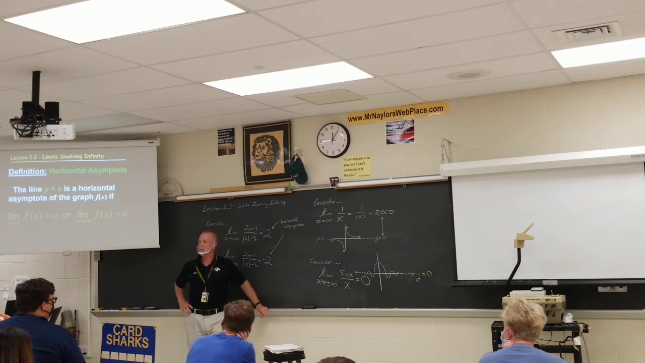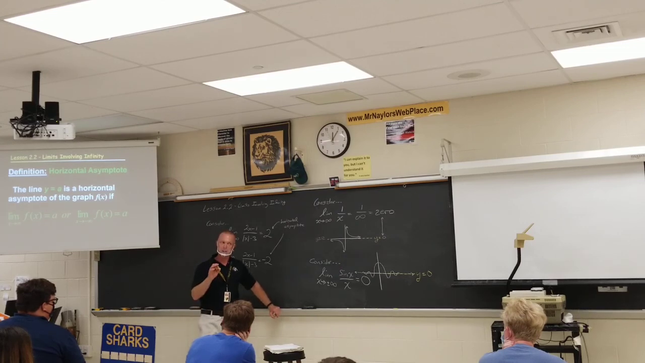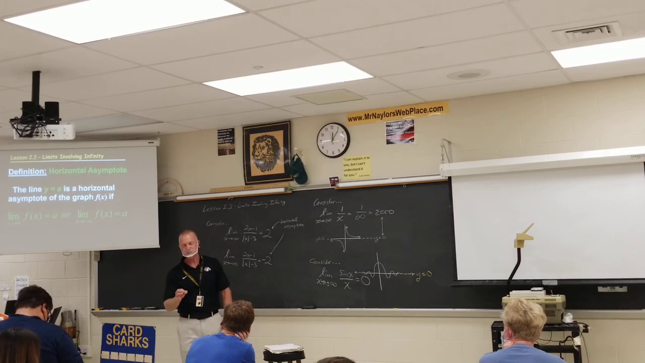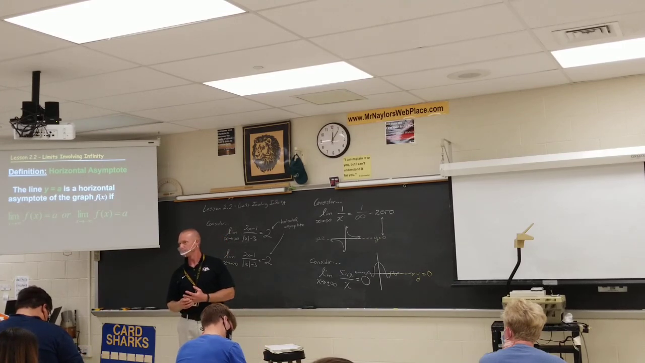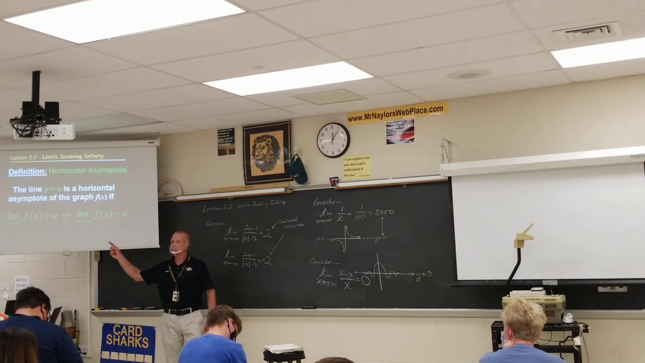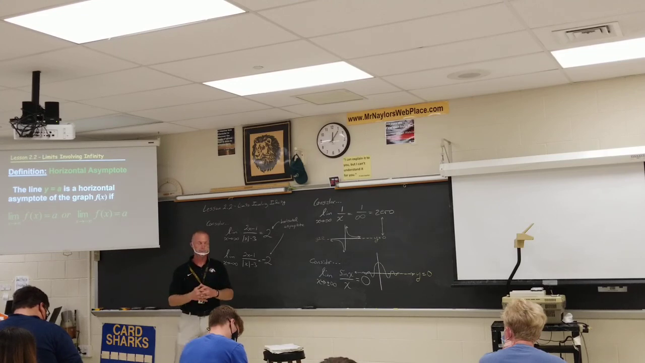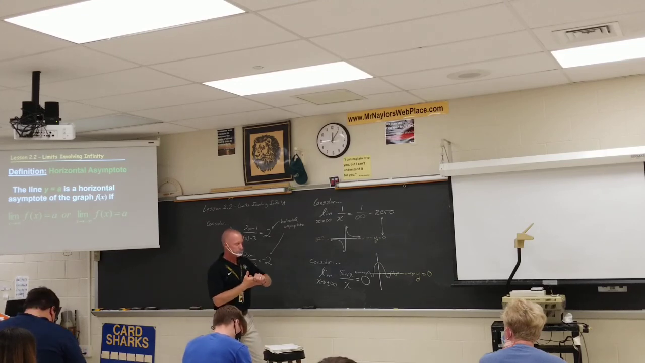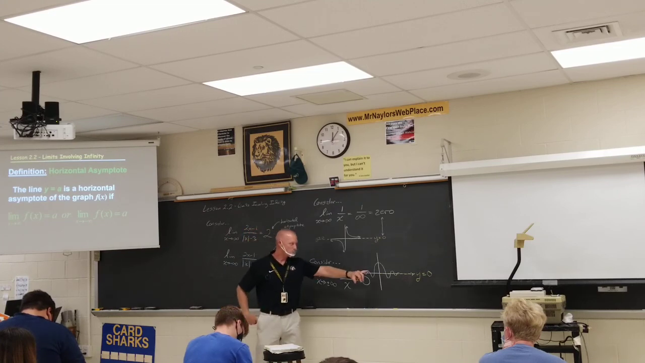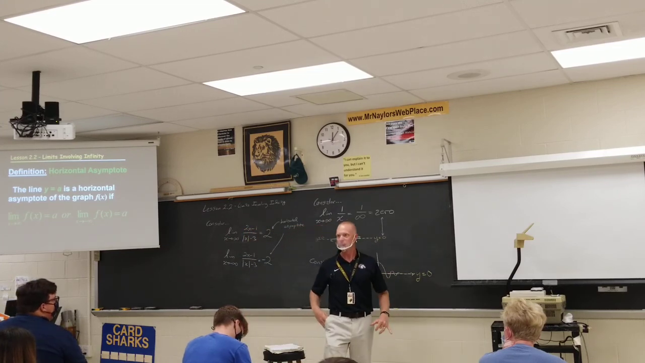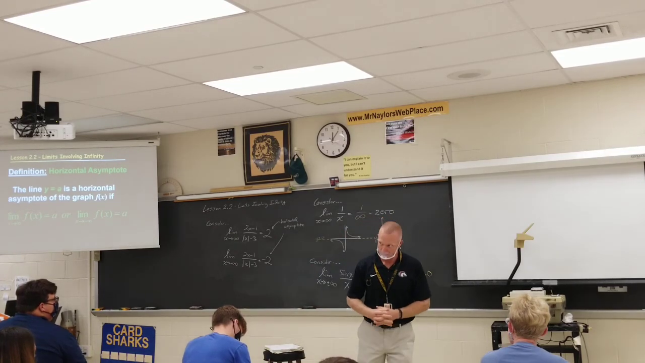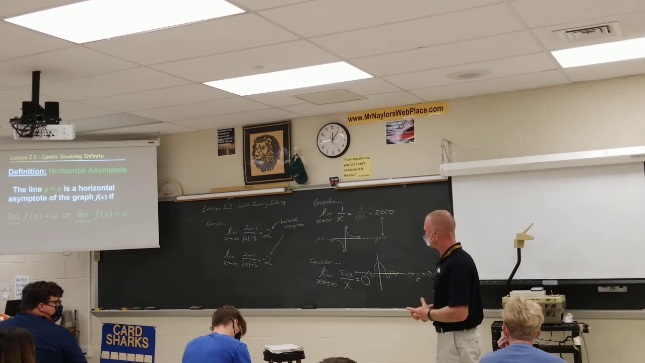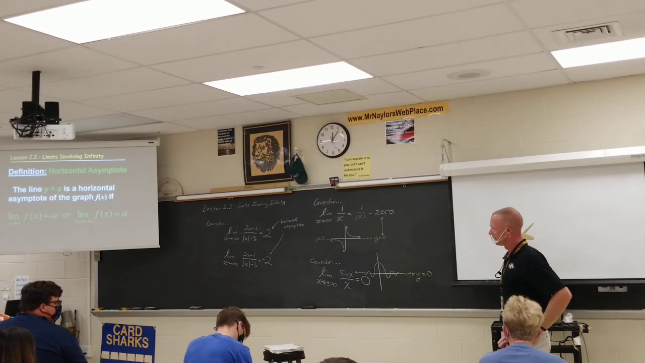A horizontal asymptote is not actually a line that you can't cross. It's actually a limit. Listen to that again. A horizontal asymptote is not necessarily a line that I can't cross. It's a limit. This is the real definition of a horizontal asymptote. And again, what's the definition? It's a limit. So I'll ask you one more time: is y equals 0 a horizontal asymptote? Everybody in the class should say yes, because the limit is equal to 0.